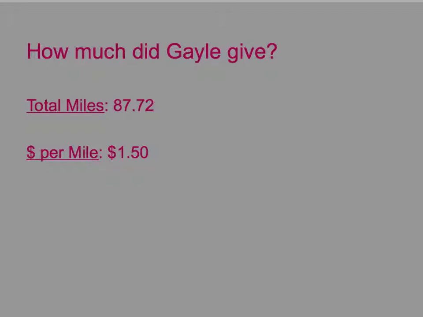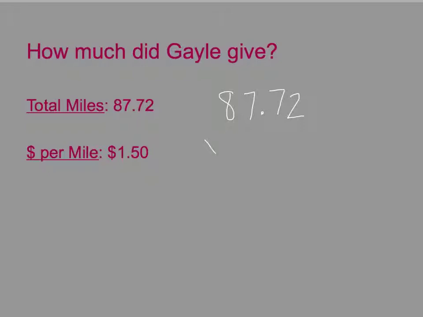So we're going to multiply these two numbers to figure out how much she would have gotten for 87 72/100ths of a mile. So I'm going to go ahead and write this problem out. Remember, when you're multiplying decimals, your decimal points do not need to be lined up.